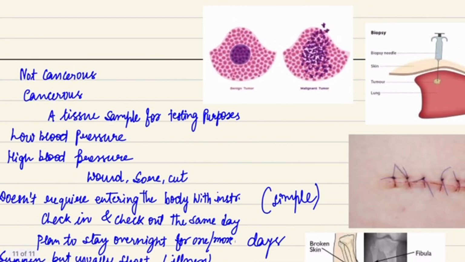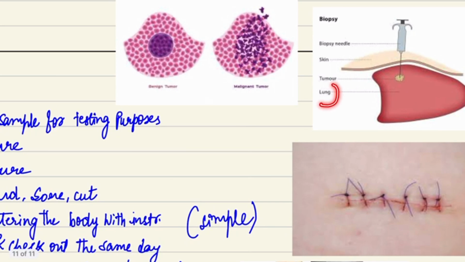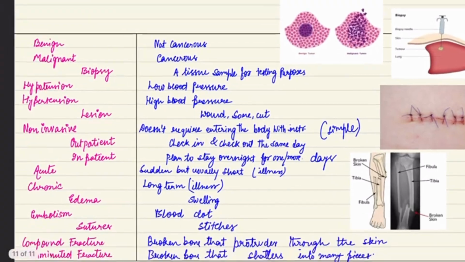Similarly, we have biopsy. You can see here a lung, and the diagram shows a tumor in the lung. The tissue from this tumor is to be taken out for biopsy testing. For that, we use a biopsy needle. You can see how it is penetrated all the way through the layer of skin, and a part of this tumor is being extracted for the purpose of biopsy.